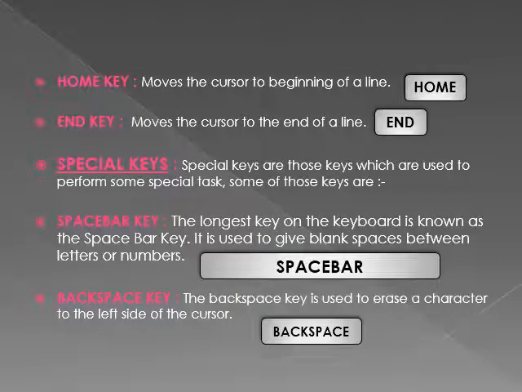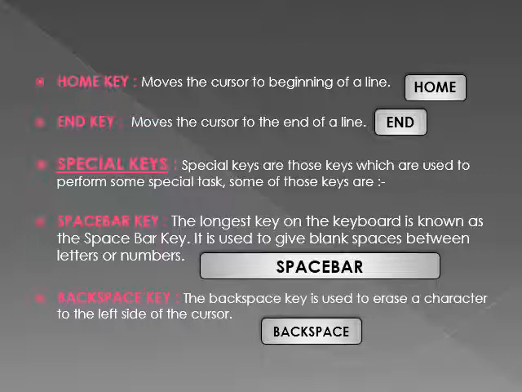Home key. This key moves the cursor to the beginning of a line. End key. This key moves the cursor to the end of a line. Special keys. Special keys are those keys which are used to perform some special tasks. Some of those keys are space bar key. The longest key on the keyboard is known as the space bar key. It is used to give blank space between letters or numbers.